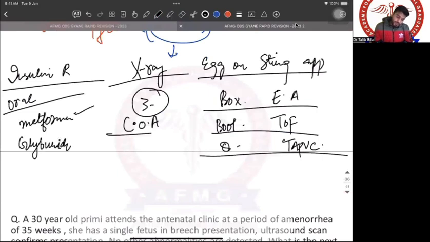Metformin is which class of drug? Biguanides. Glyburide is a sulfonylurea. If the question is asked from pharmacology, what is the side effect of metformin? It's lactic acidosis. And for glyburide, it's hypoglycemia. Okay, guys, it's hypoglycemia.